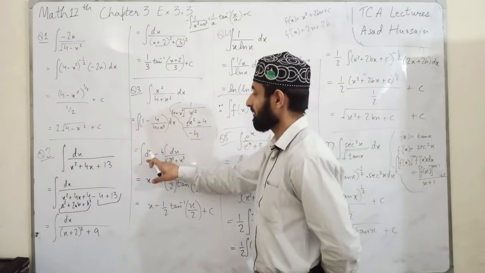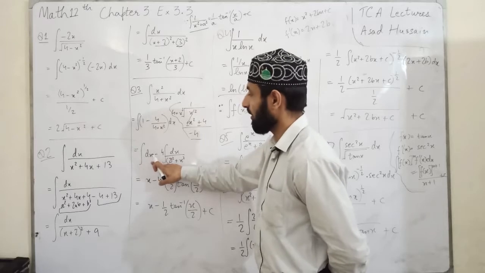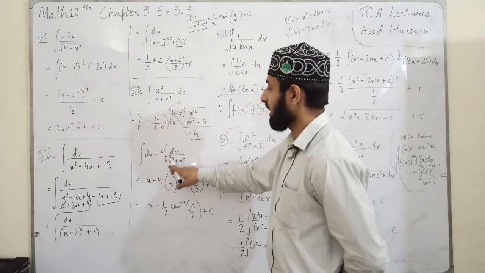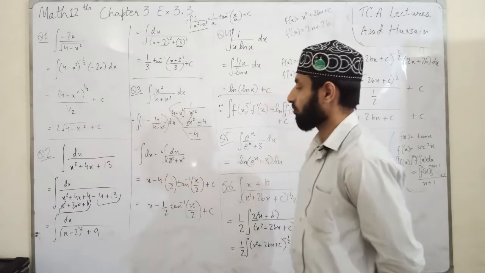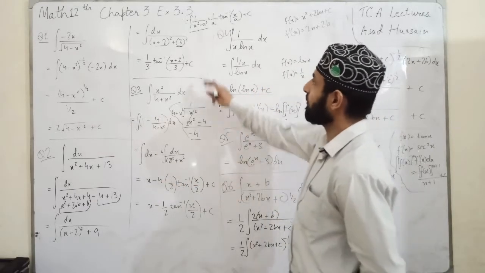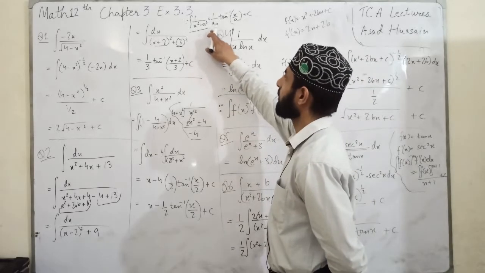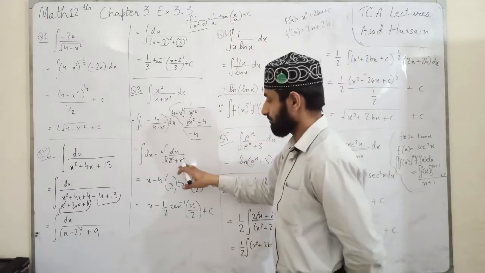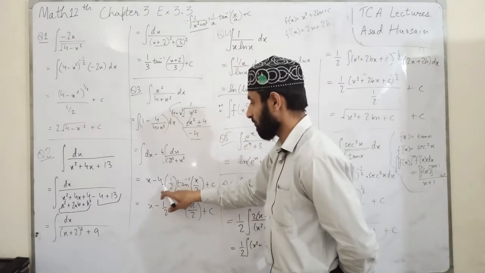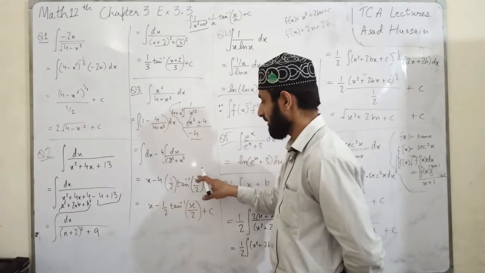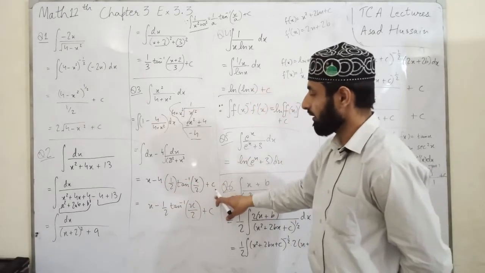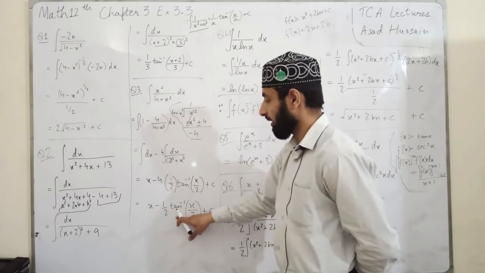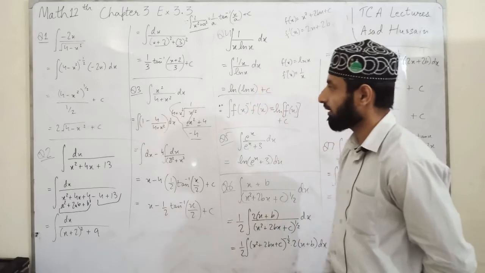Taking integrals separately, we get integral of 1 dx minus 4, which is a constant, times integral dx over 4, which can also be written as 2 square plus x square. Again, using the same formula, integral 1 over x square plus a square is equal to 1 over a tan inverse x over a plus c. The answer will be x minus 4 times 1 over 2 tan inverse x over 2 plus c, which can be further simplified as x minus 2 tan inverse x over 2 plus c.